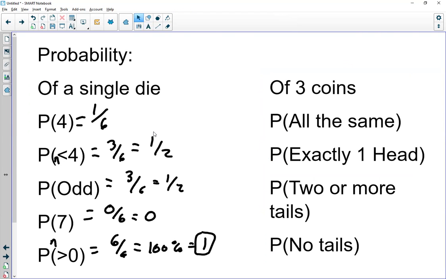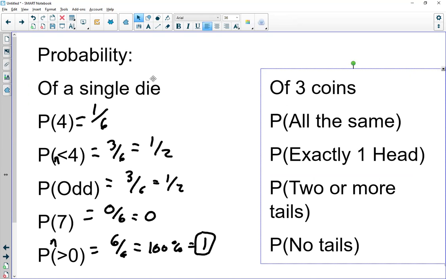Everyone has the thing on the left, the single die. Does anyone not have it? So I could just put this on a new page. What's up? No tails is the same as all the same. What do you mean? Yeah.